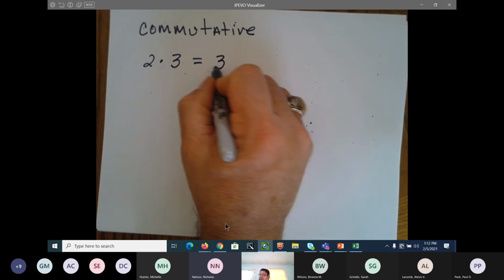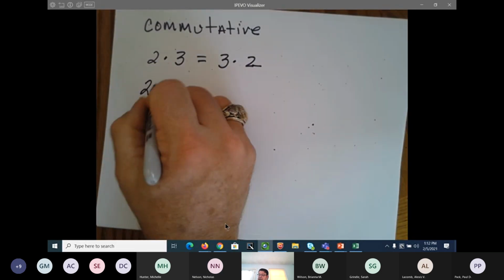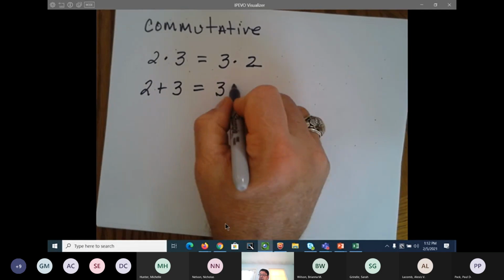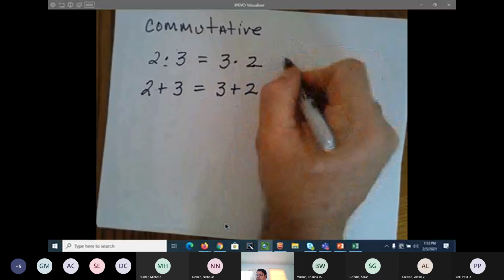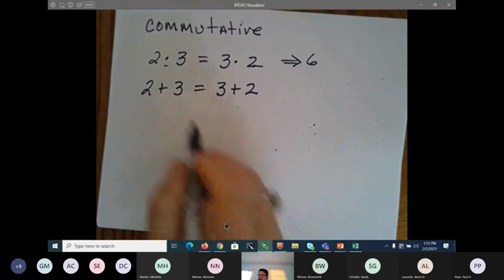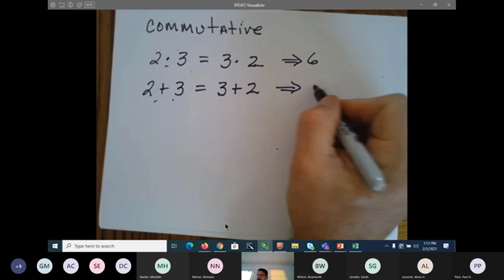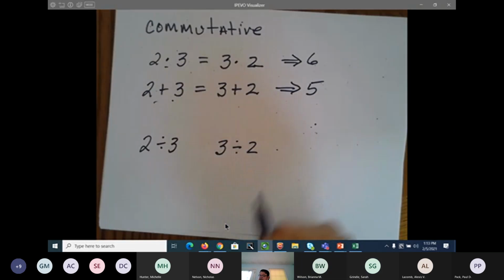3 times 2. And 2 plus 3 is equal to 3 plus what? 2. 2 times 3 and 3 times 2 are both equal to what? 6. 2 plus 3 and 3 plus 2 are both equal to what? 5. What happens when you do 2 divided by 3 and 3 divided by 2? Do you get different answers?